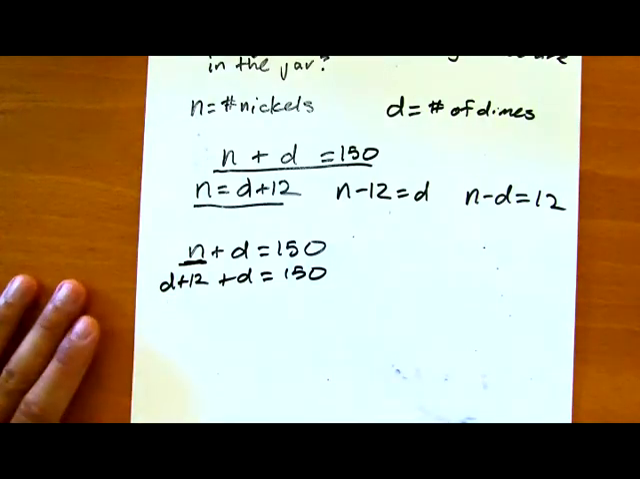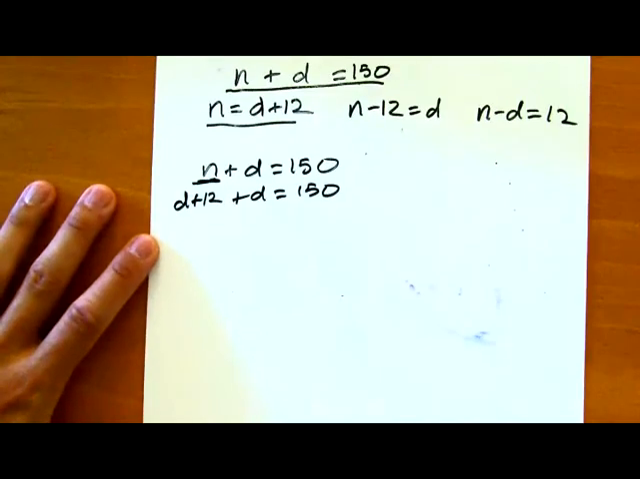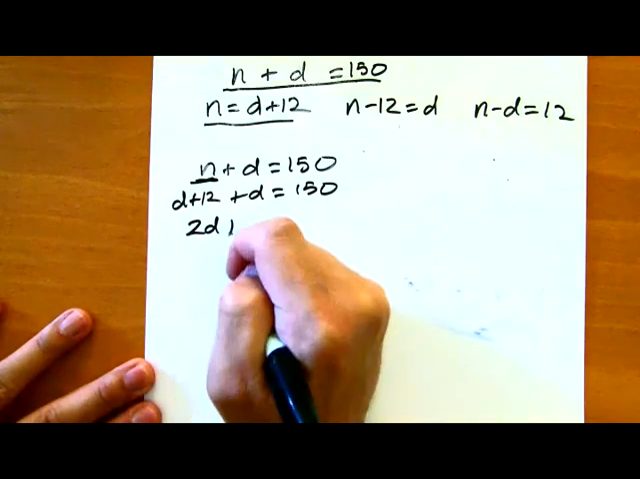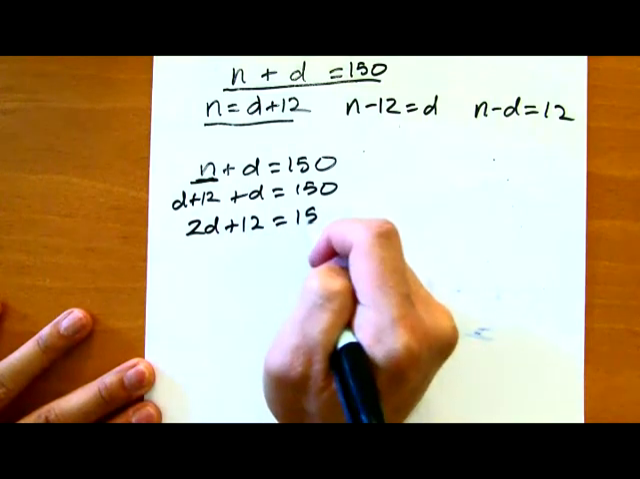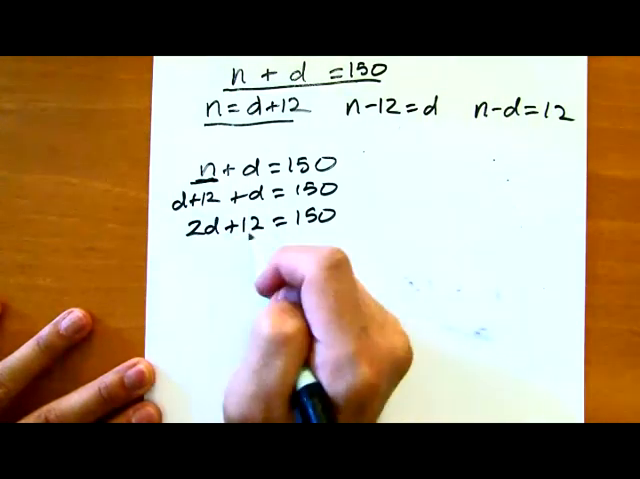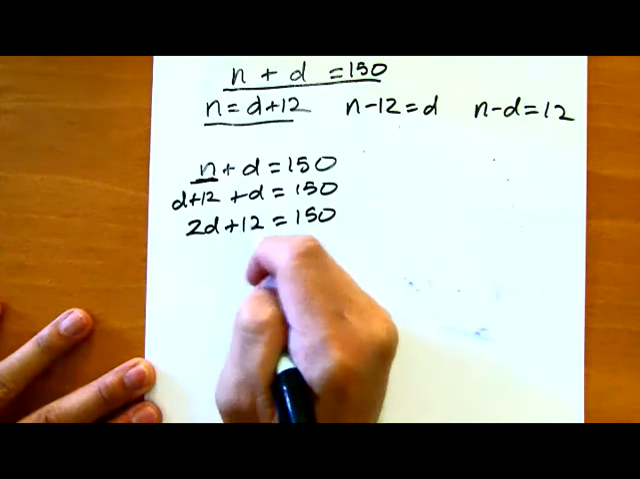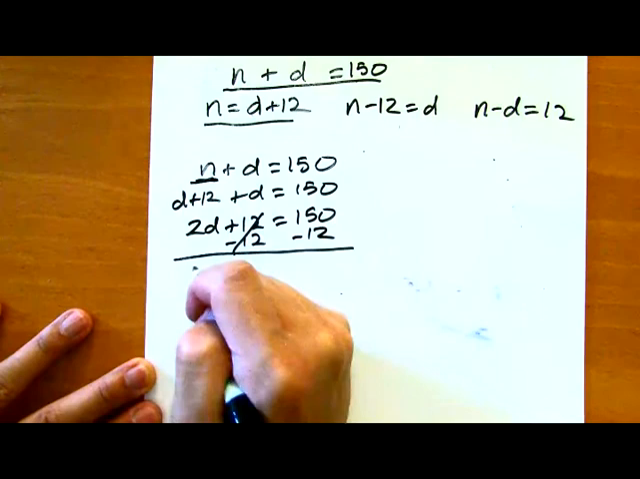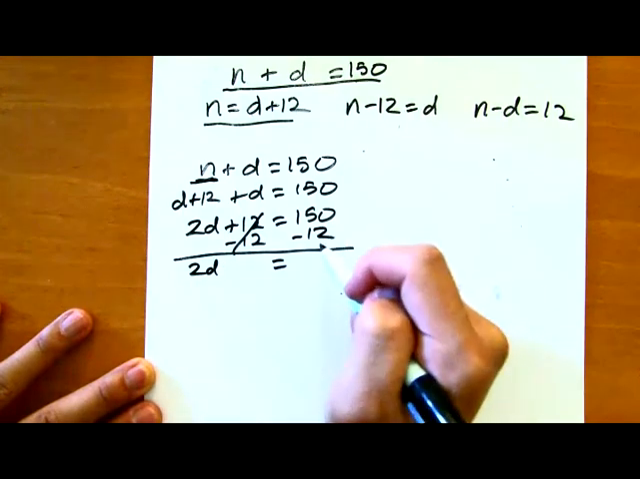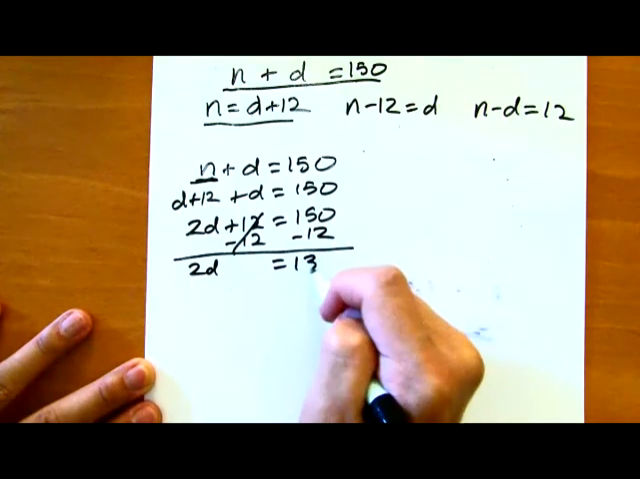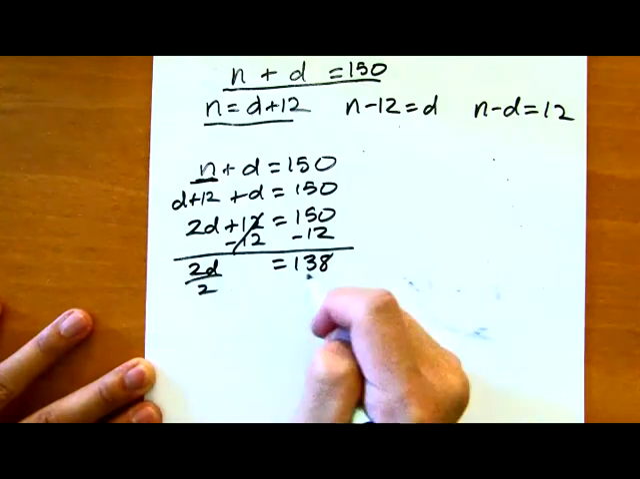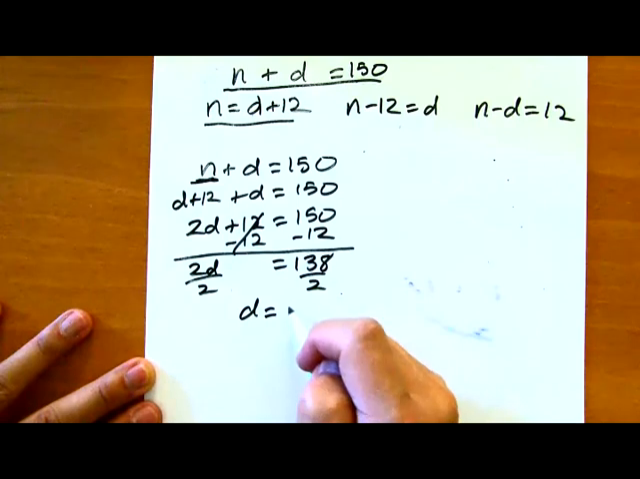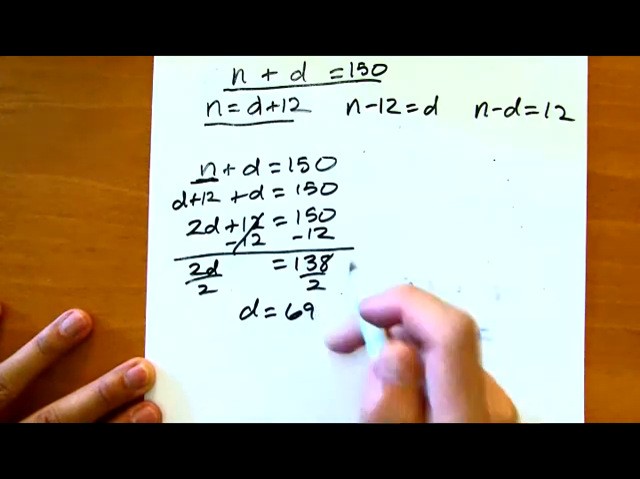Now we solve for d. We can combine some terms, get d by itself. There are 2d plus 12 equals 150. We need to get the 2d by itself. I'm going to get rid of the plus 12. This will give us 138. So d equals 69. So 69 dimes.